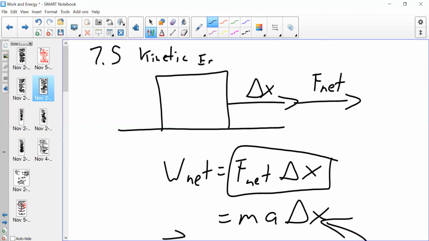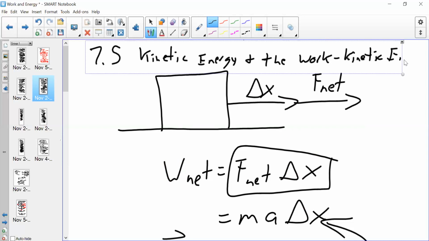Kinetic energy and the work-kinetic energy theorem for short. That's section 7.5. So we were talking about the concept of work done by a force.